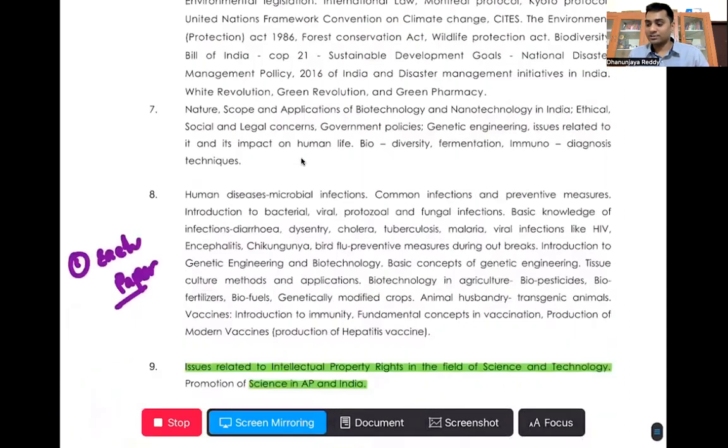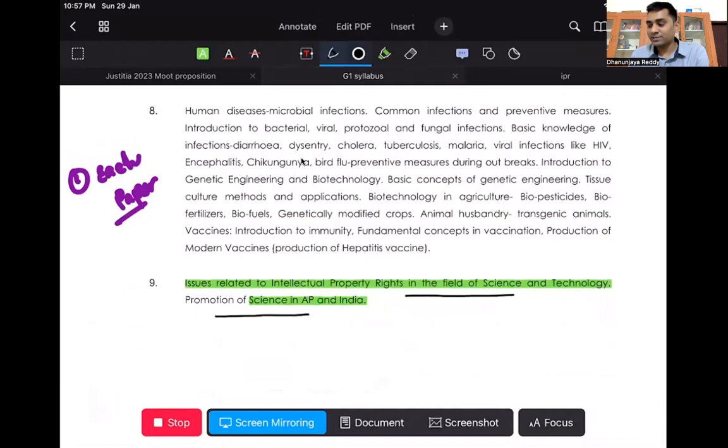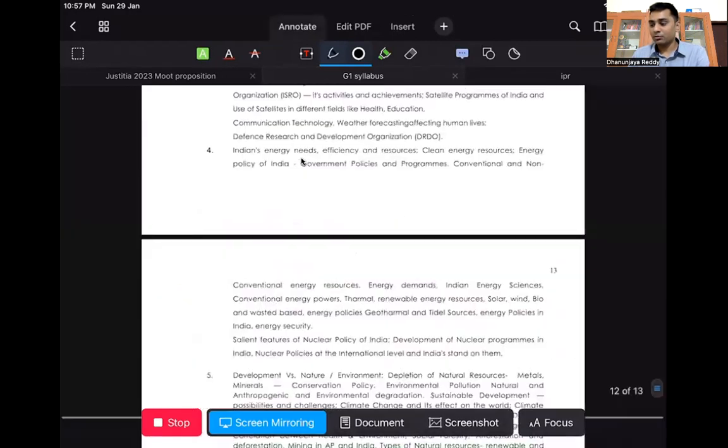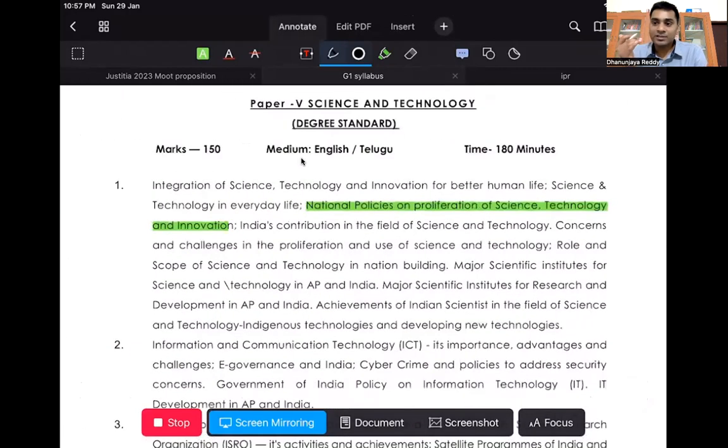For example, look at this. Let me take you from the last topic: issues related to intellectual property rights in the field of science and technology, and promotion of science in Andhra Pradesh and India. You have 2 topics here. Promotion of science in Andhra Pradesh and India. Go to the first topic and you will find the same thing here. Promotion of science in Andhra Pradesh and India obviously means the things that the government of India has taken to promote science and technology. There you have to discuss national policies in the promotion and proliferation of science and technology and innovation. So obviously that is covered here.